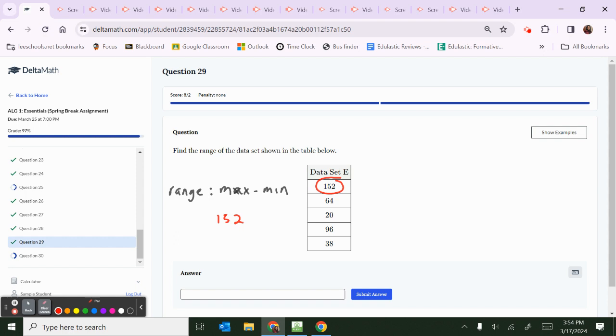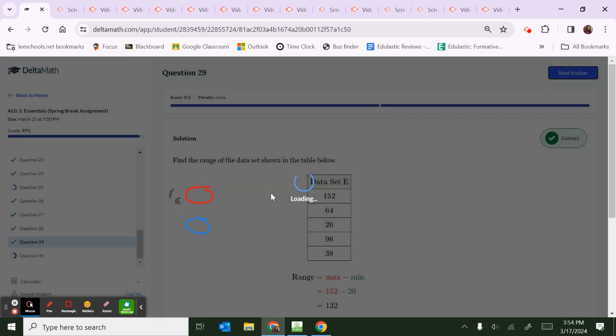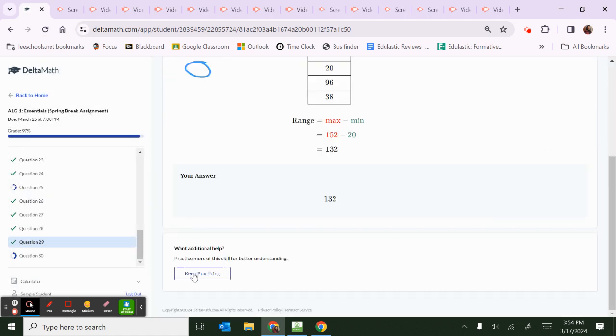And what's my smallest value? 20. All right. So this I can actually do in my head. So 152 minus 20 is 132. All right. So again, this one we could have done in our head. 132. We don't really need a calculator for this one. All right. So again, guys, let's keep on practicing.